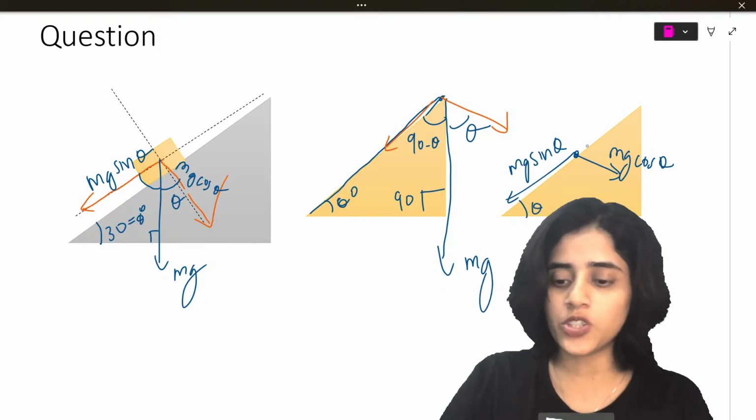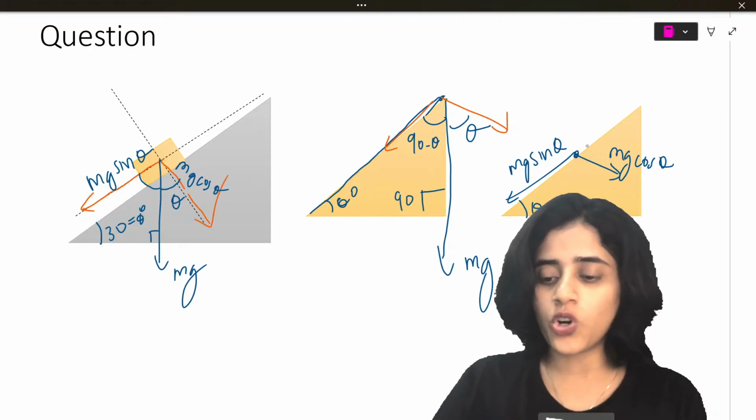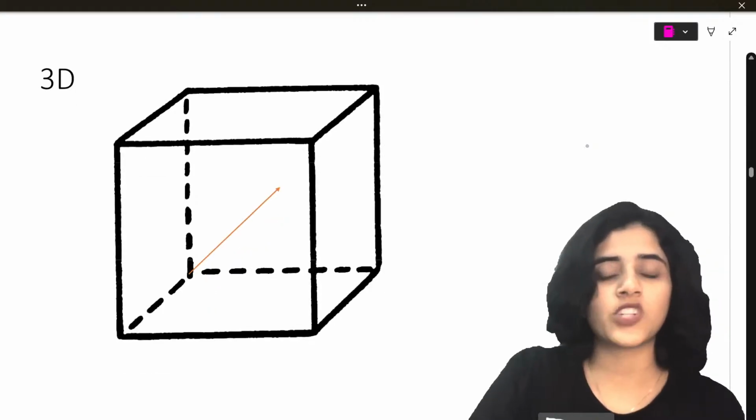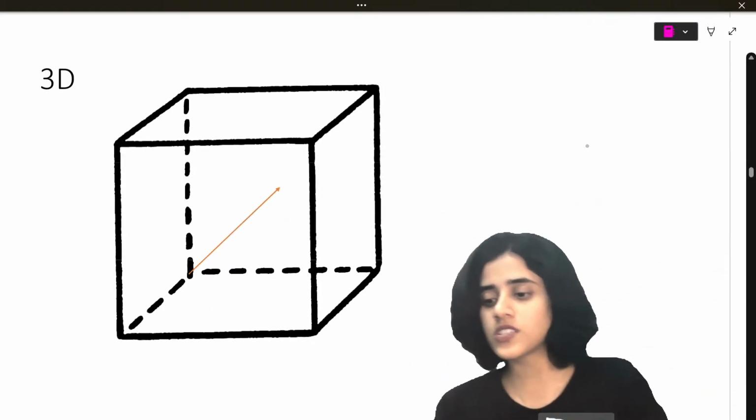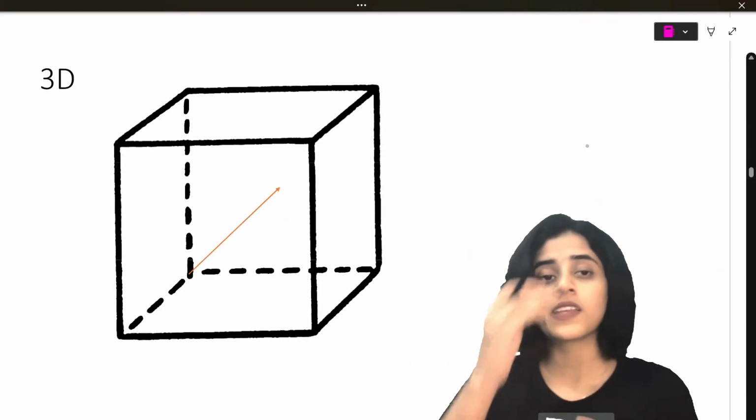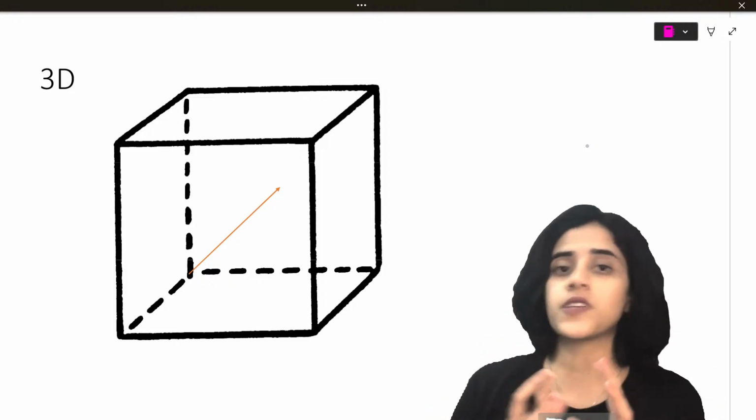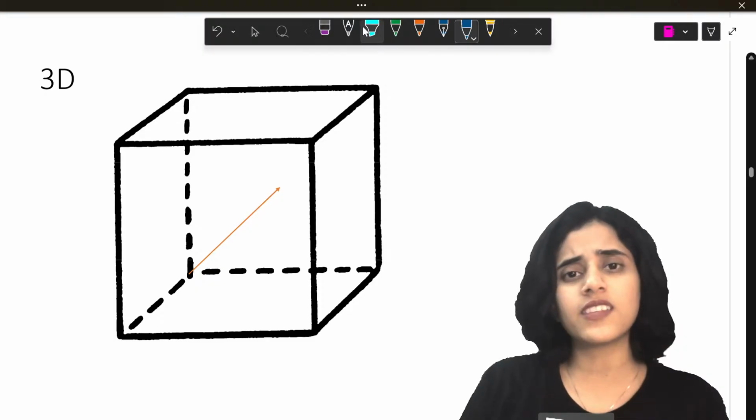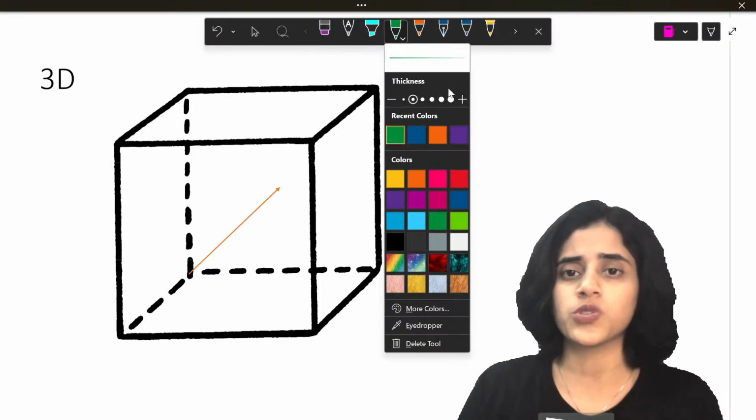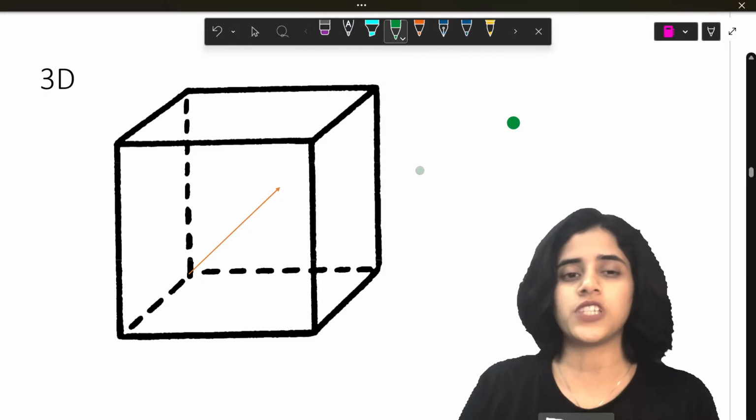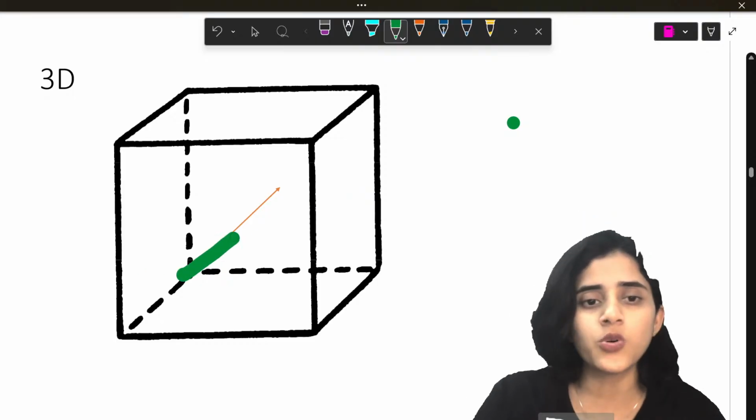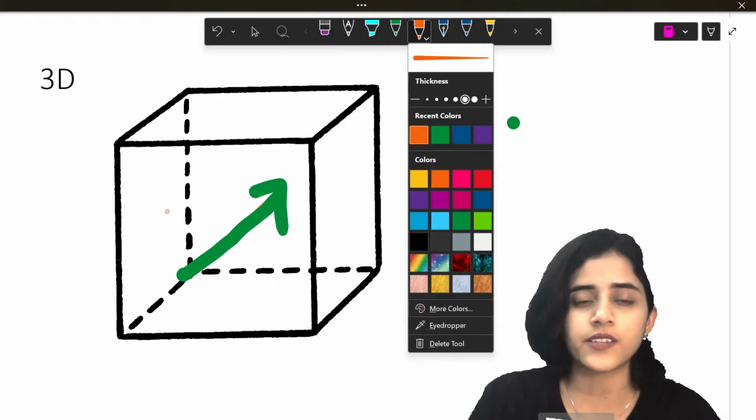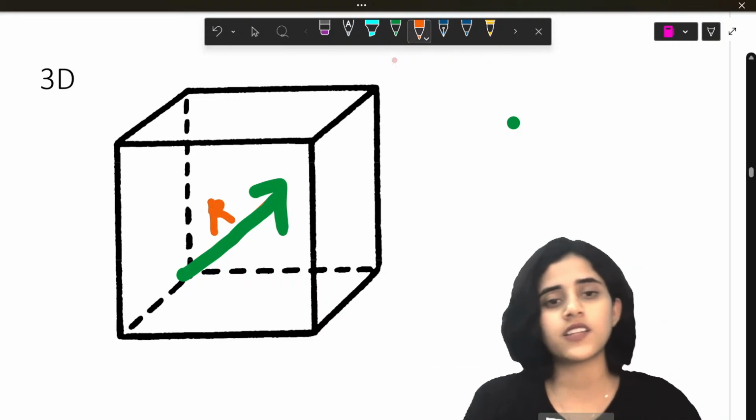We have to move towards 3D. So this was all for two-dimensional objects, if you have x-axis and y-axis. Now for a three-dimensional object, imagine you have a vector. Let's say this is your vector r.